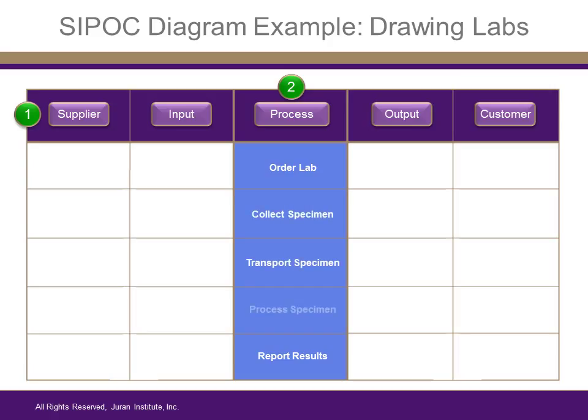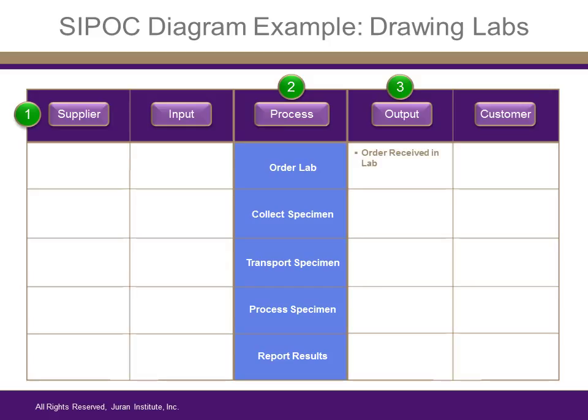Now that we have a defined beginning and end to the process, we can be sure to only include relevant elements to the process. We proceed by filling in the steps of our process that transform the inputs into outputs. In this example, these steps include collecting the specimen, transporting the specimen, and processing the specimen. Now, with a completed high-level process diagram, we are prepared to document the outputs, customers, inputs, and suppliers of the process. Let's take a look at our first process step, order lab.